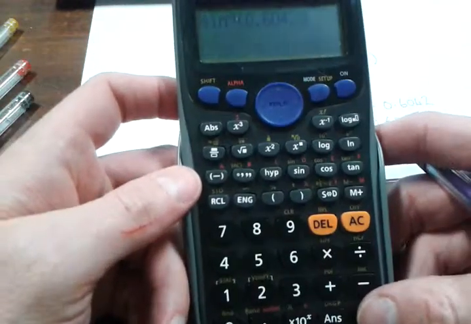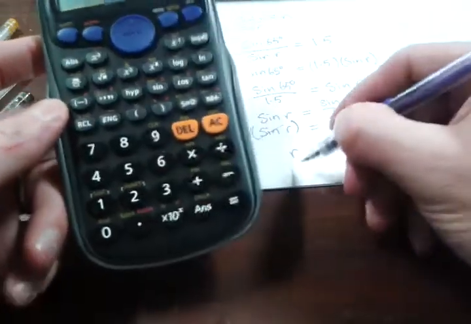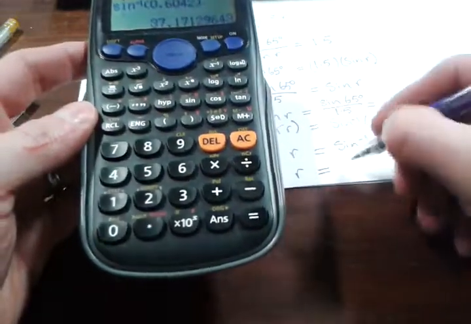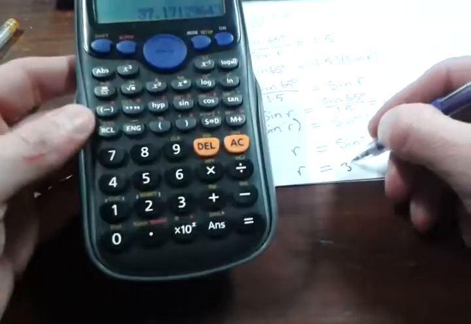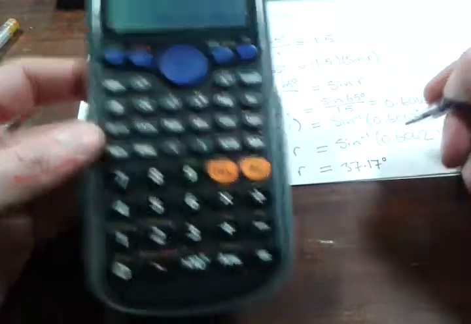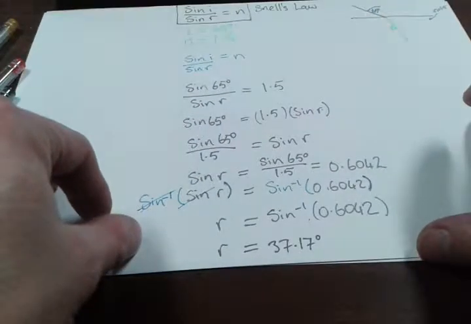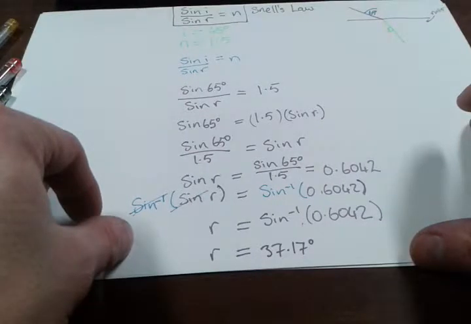So if you hit equals, what comes out of this is in degrees. So my r now is 37.17 degrees. Two decimal places is enough. And now I have my angle of refraction as 37.17 degrees.